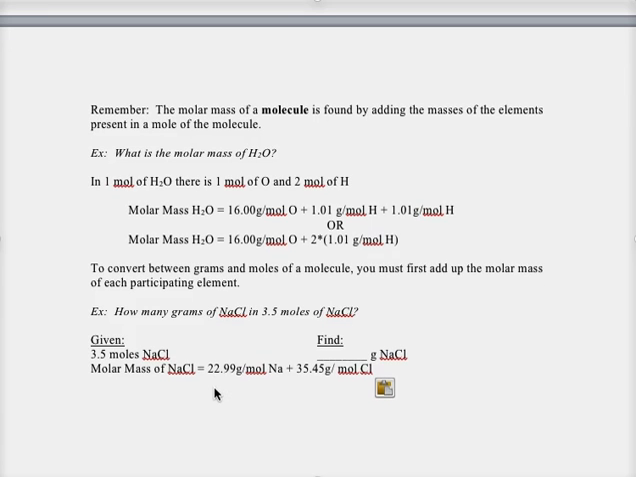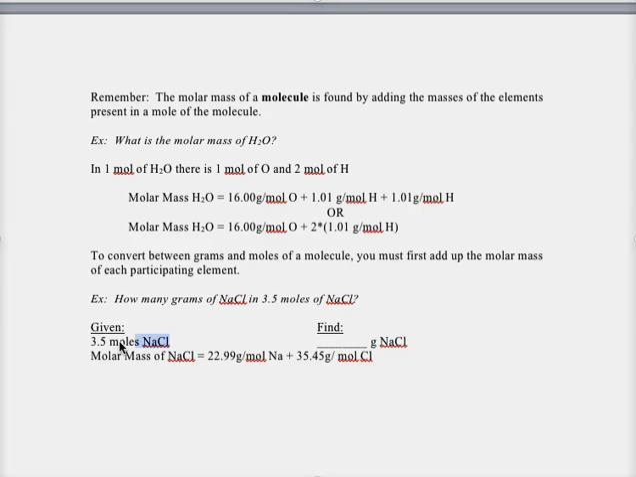All right, the problem tells me I have 3.5 moles of NaCl. The molar mass of NaCl is the 22.99 grams per mole from sodium. I add that to 35.45 grams per mole of chlorine. And what I got is 58.44 grams of NaCl for every 1 mole of NaCl. So I'm going to need 2 pickets in my fence yet again.